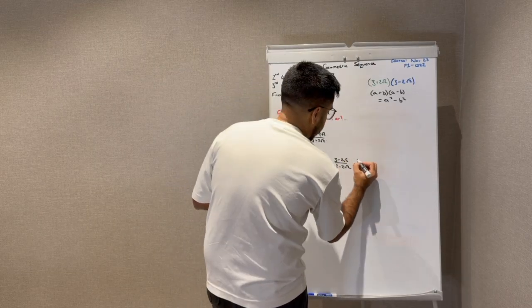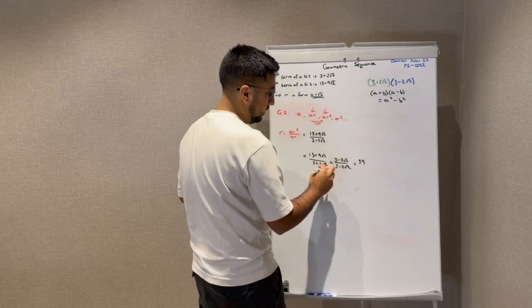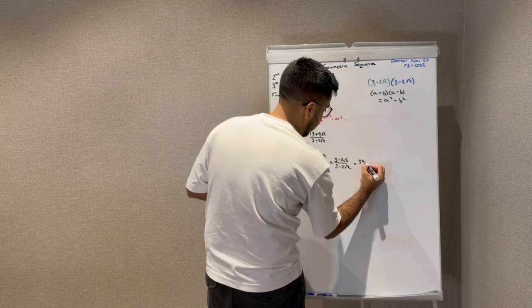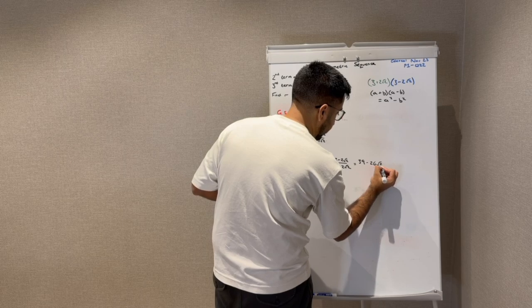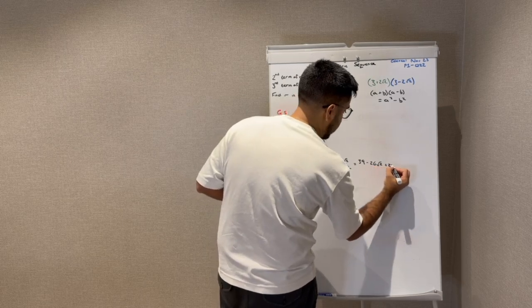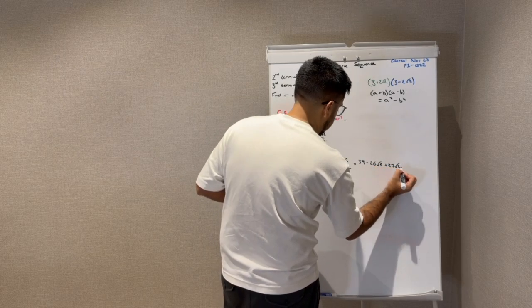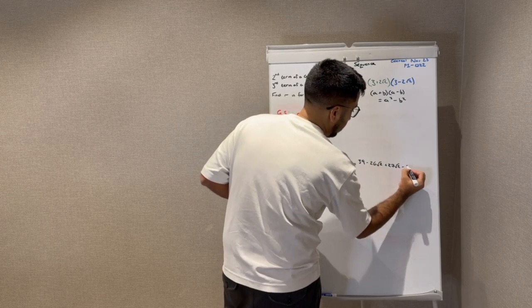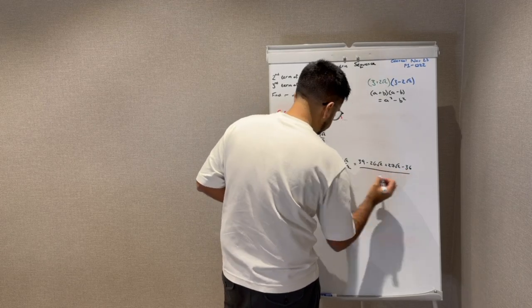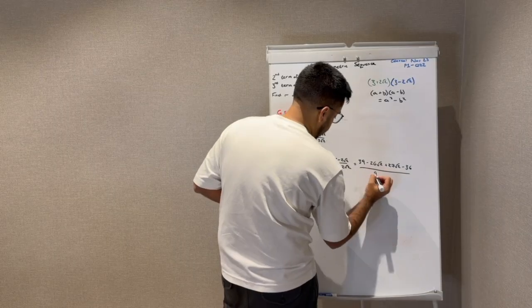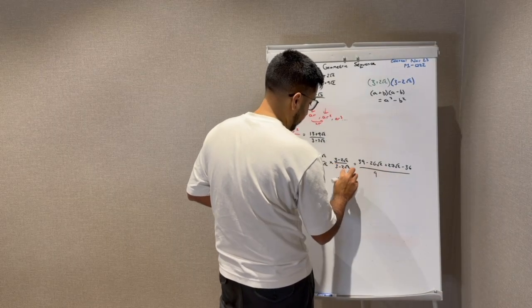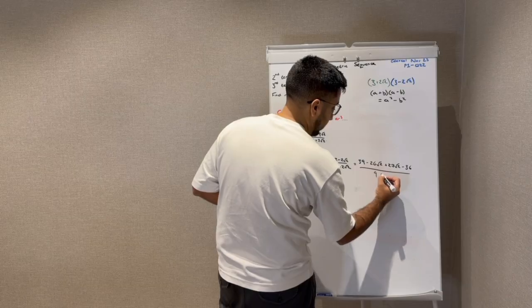So 13 times 3 is 39. 13 times minus 2 root 2 is minus 26 root 2. We have 27 root 2. And that's going to give us minus 36. The denominator is 9, minus 2 times 2 is 4, root 2 times root 2 is 2, so that's minus 8.